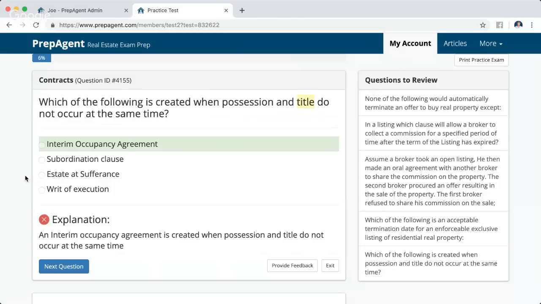And the answer is interim occupancy agreement. This occurs when the property sells, but either the seller needs to stay a little time after the deal is closed, or the buyer needs to move in a little earlier. You can work out an agreement to pay them for that time. This is not the same as a sale leaseback. We're not talking about extended periods of time, like months and months on end. We're talking about a few days here.